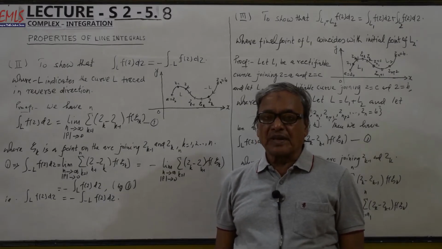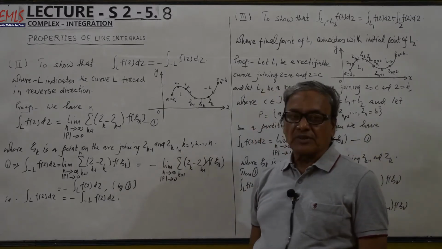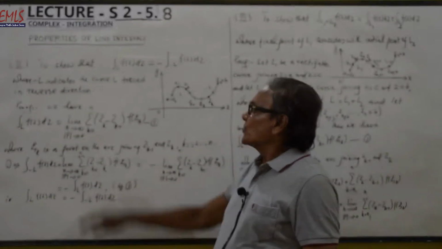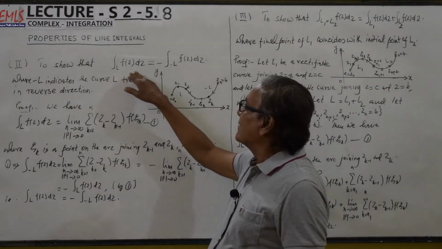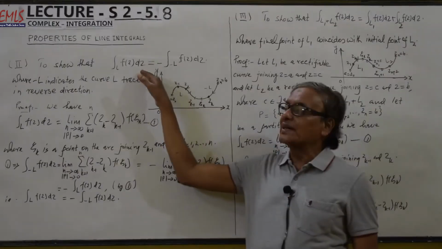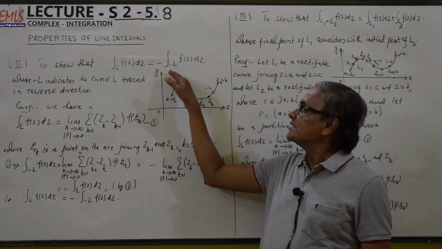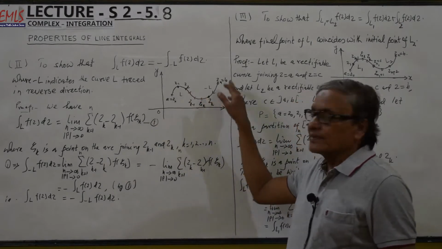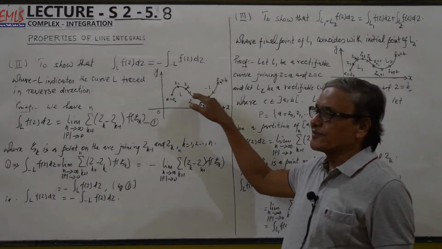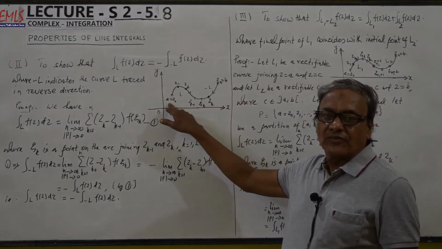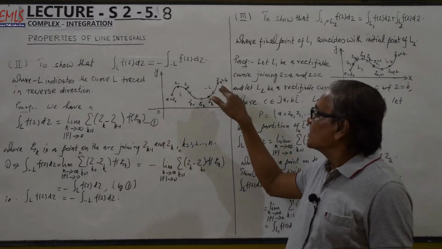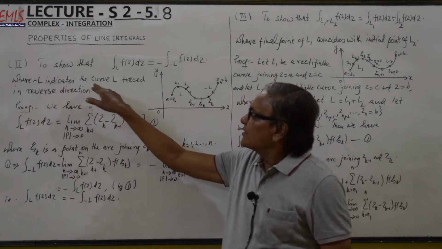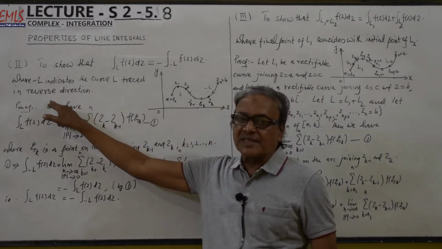with the properties of line integrals. Now we are going to discuss property number 2 to show that integral over L f(z) dz is equal to minus times integral over minus L f(z) dz. So this is the graph of the curve. L is the rectifiable curve from z0 equal to a to zn equal to b, where minus L indicates the curve L traced in reverse direction.